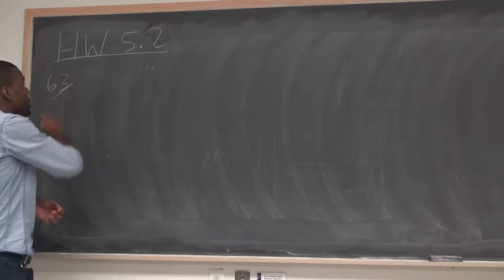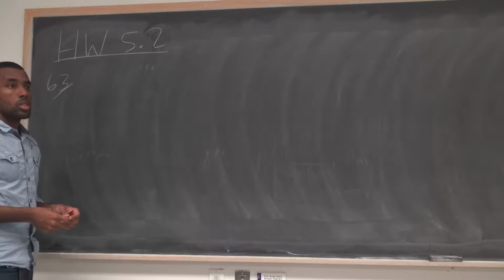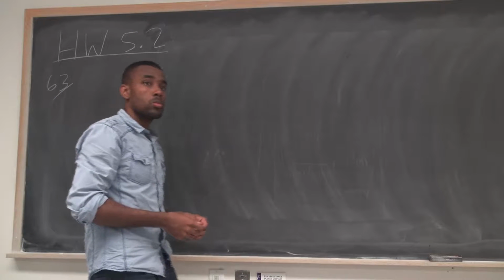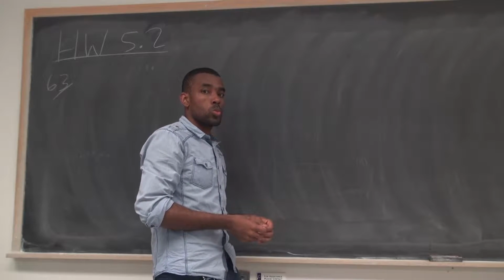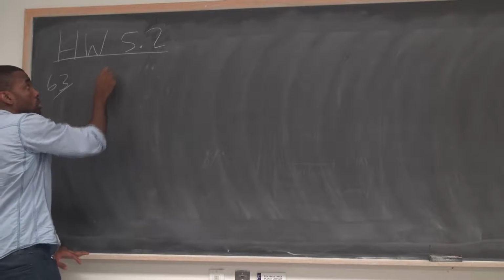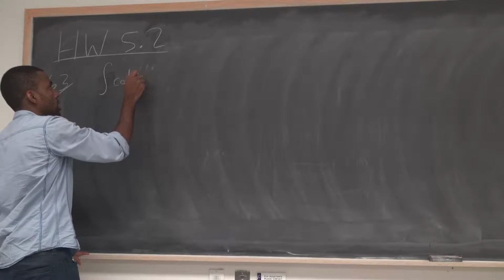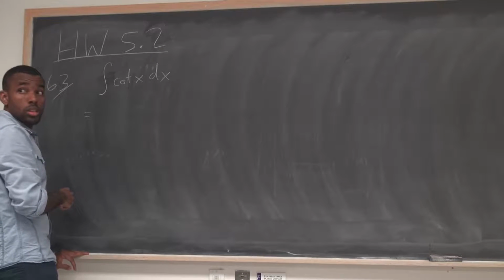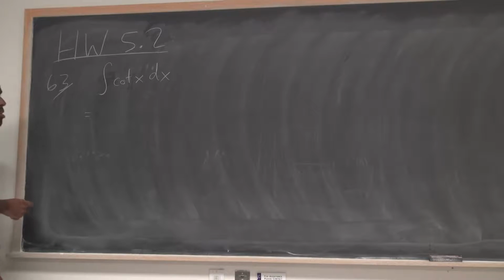What does that say? Integral of cosine x dx. The integral of cosine x, cotangent x dx. You have to show that it equals ln of sine x. Okay, how would you do that?